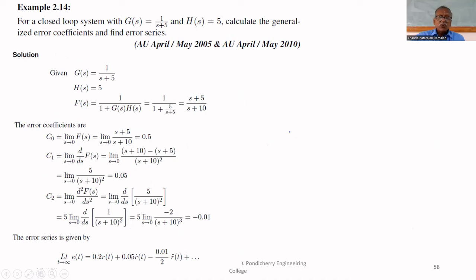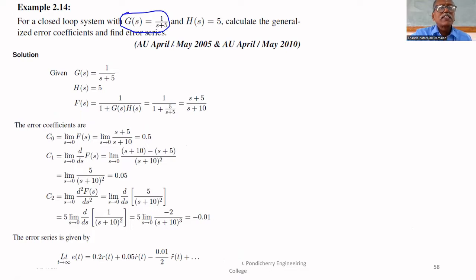Already we have seen what is steady state error and error constants. Position error constant, velocity error constant, and acceleration error constants we have seen. Now let us see generalized error constants.